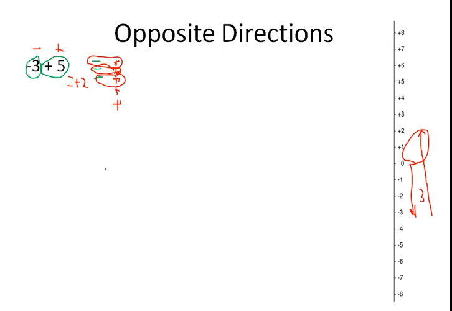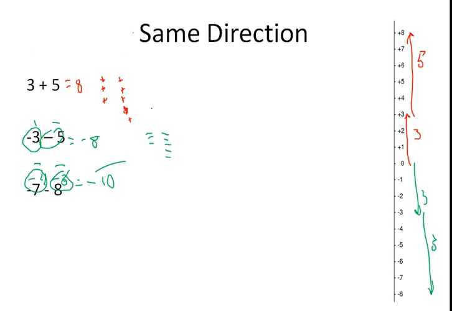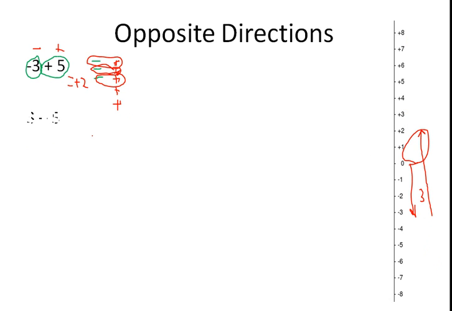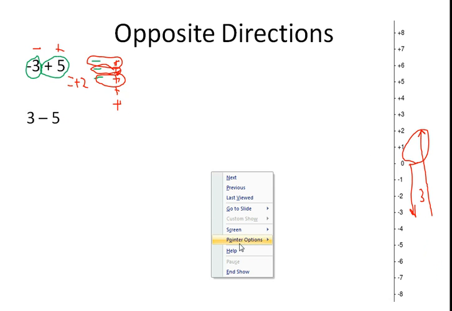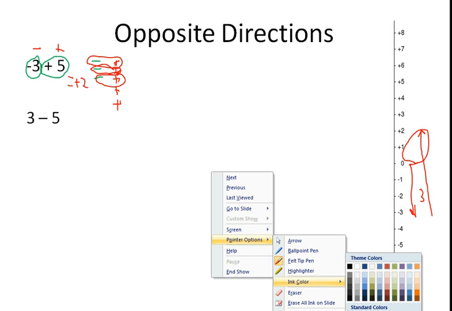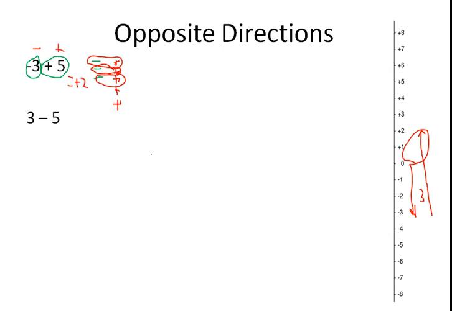So let's take a look at the next one here. 3 minus 5. Now in this situation, we're going to start out with 3 positives. And again, I forgot to circle this. So we have a 3 and we have a -5. So we have one that's positive and one that's going negative, two different directions.